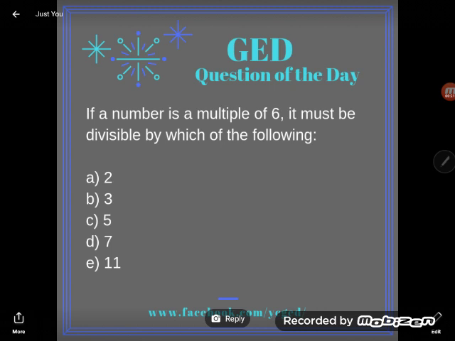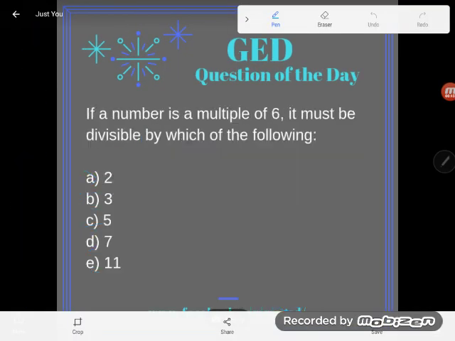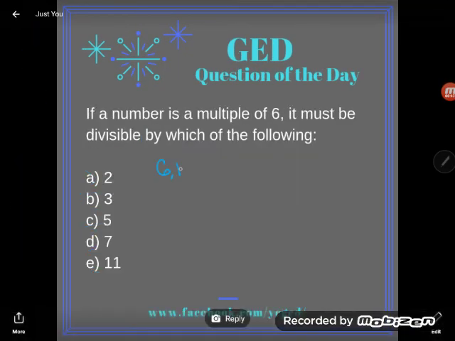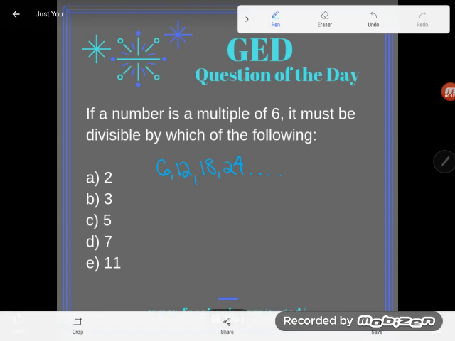If a number is a multiple of 6, meaning it's on the 6 times tables, that's what it means to be a multiple of 6, it must be divisible by which of the following? Okay, so let's think about this. If a number is on the 6 times tables, let me bust out my pen here, it's a multiple of 6, like 6, 12, 18, 24, and so on.